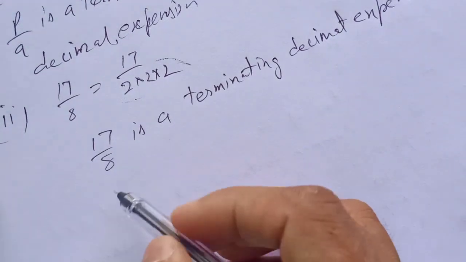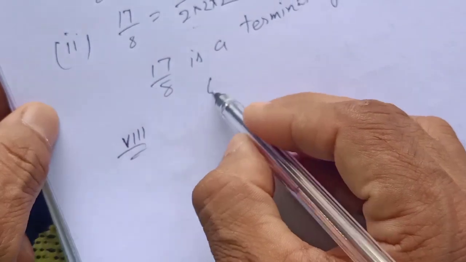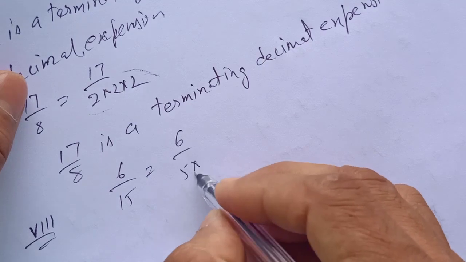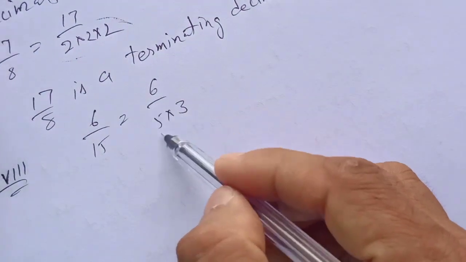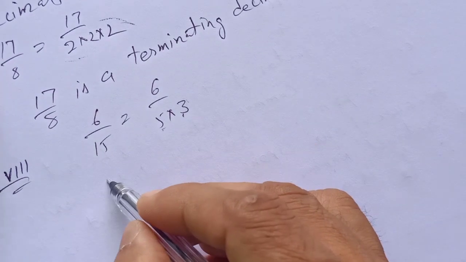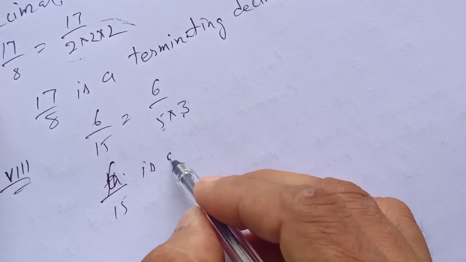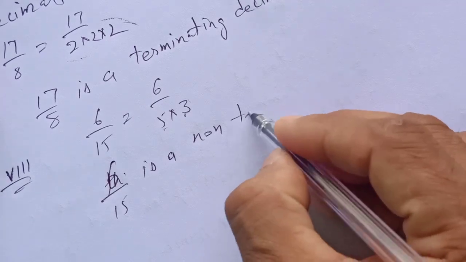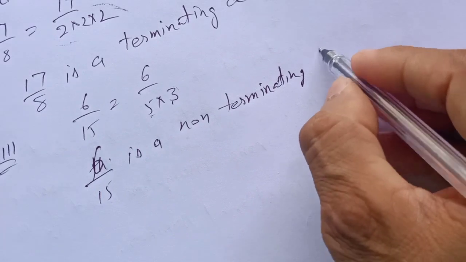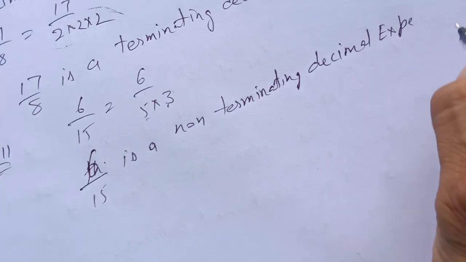If any other number comes, take the 8th part: 6 by 15, which is 6 by 5 into 3. Here 5 is a factor but 3 is also a factor of the denominator. So 6 by 15 is a non-terminating decimal expansion.